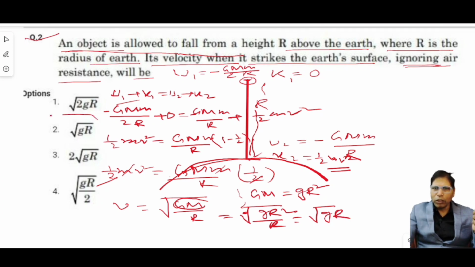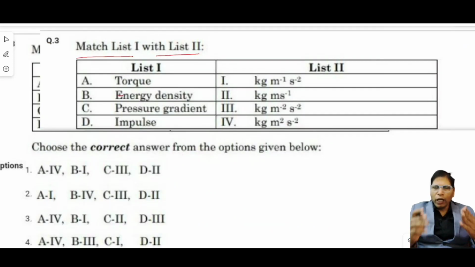Now look at this, B option is correct. Okay, understood. Next. Now question number 3, match list 1 with list 2.